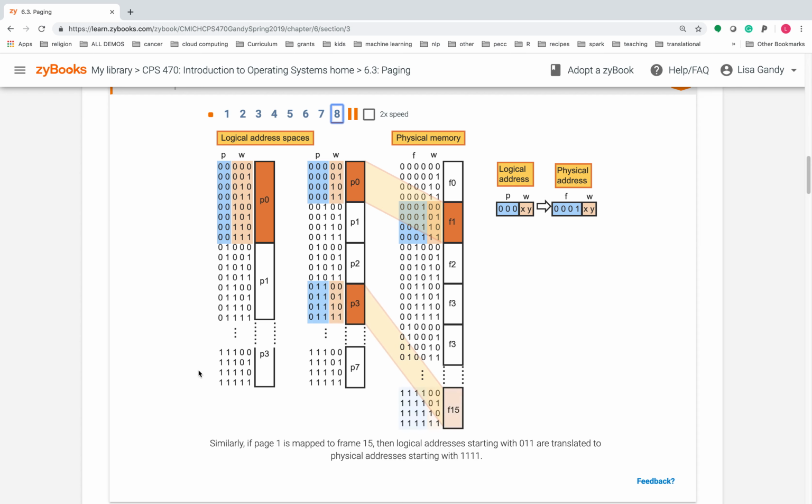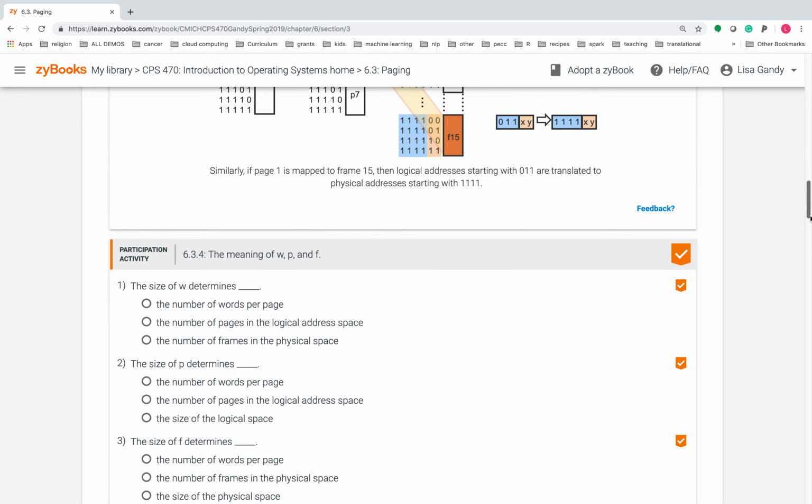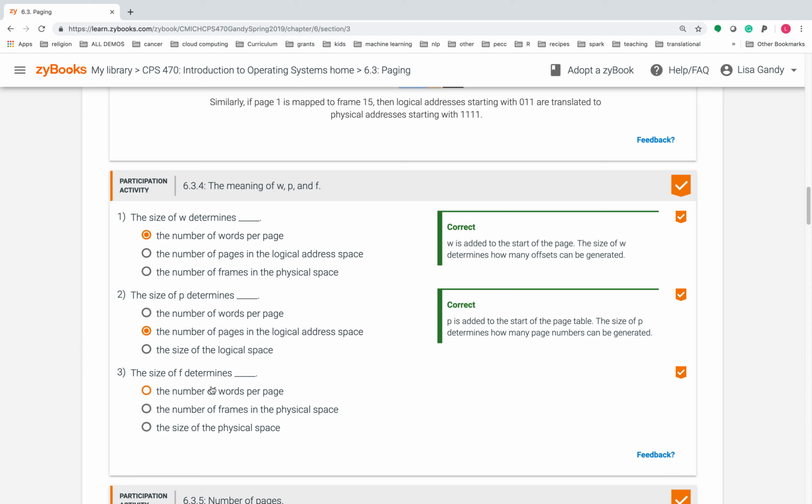Similarly, if page 0 is mapped to frame 15, logical addresses starting with 011 are translated to physical addresses starting with 1111. And again, the offset within this frame would be the same. Okay, so the size of W, which is this offset part, determines the number of words per page. And the size of P is going to determine the number of pages. And then the size of F is going to determine the number of frames.